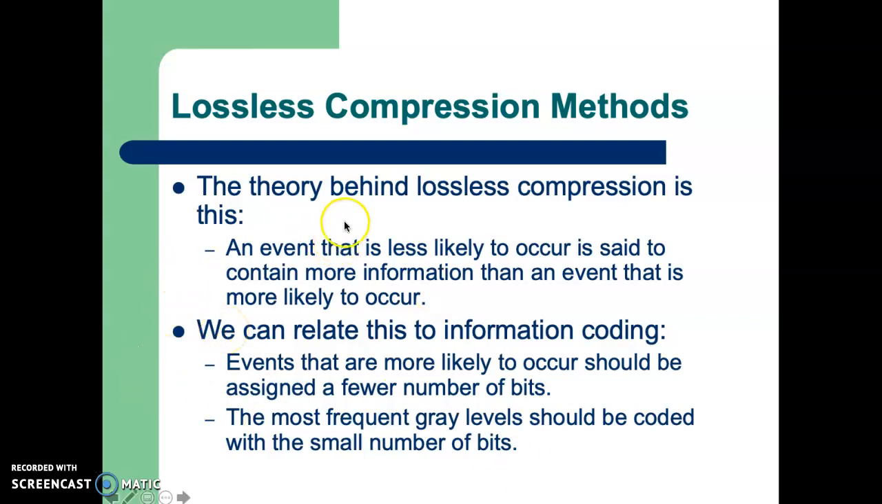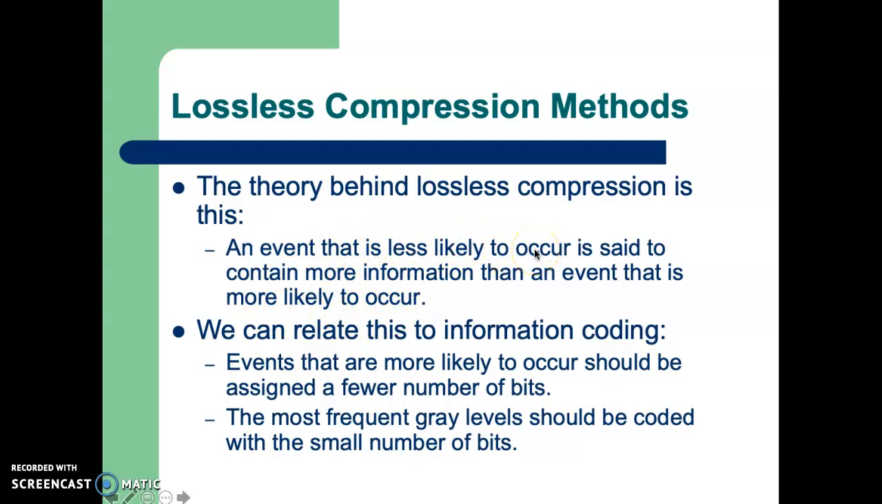So the theory behind lossless compression is this: an event that is less likely to occur is said to contain more information than an event that is more likely to occur. So for example, what is the meaning of less likely to occur?